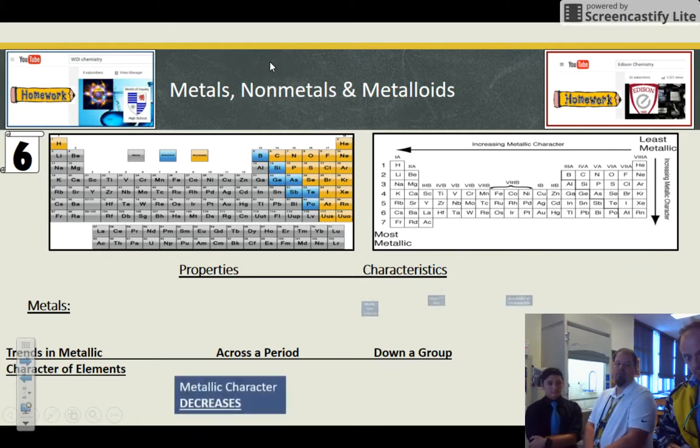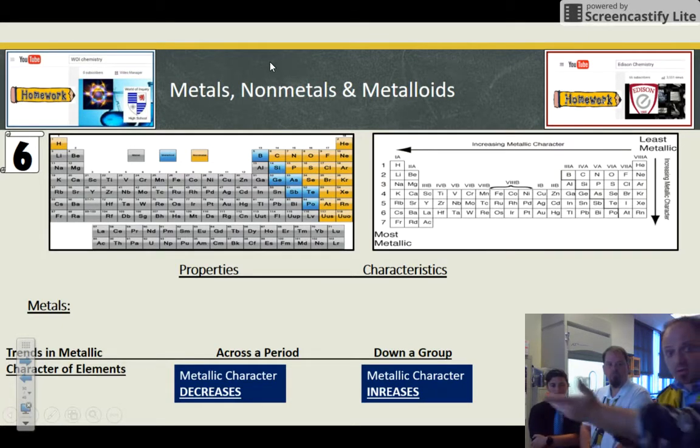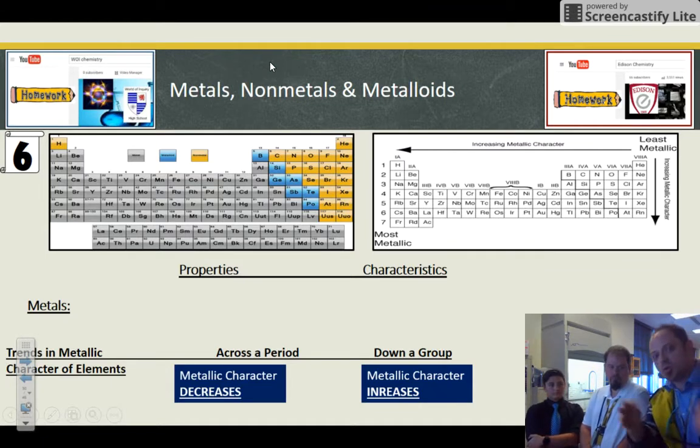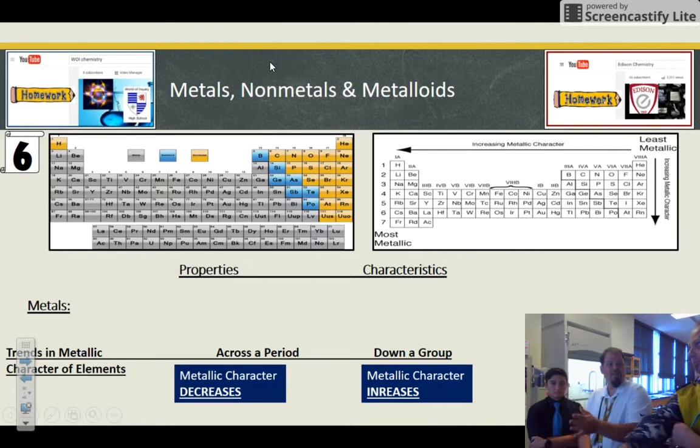Okay, good. All right, Monaco, you take over. There are some trends in metallic character. As you move left to right from lithium to beryllium to boron, carbon, nitrogen, oxygen, fluorine, neon, metallic character decreases. Each step to the right, the next element is less and less metallic, because metals want to lose electrons, and as I add electrons, eventually they don't want to lose them anymore. They want to start gaining them.